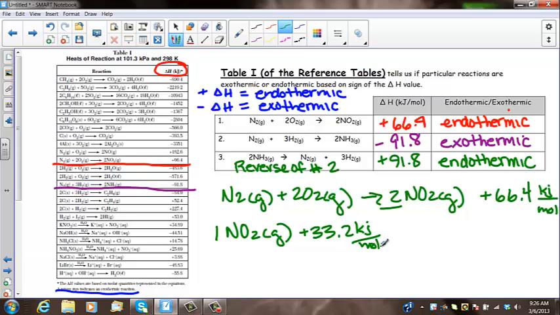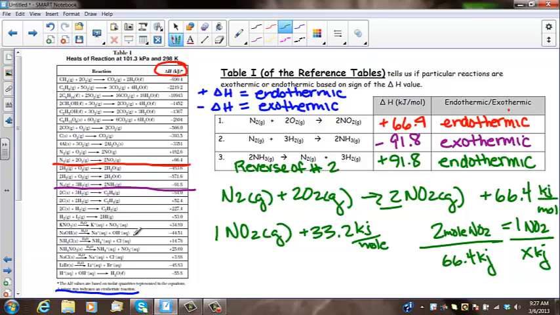But maybe it's not so obvious, so you can always set up a proportion. 2 moles NO2 to 66.4 kilojoules, and 1 mole of NO2 is how many kilojoules? So you can set it up that way too. And when the Regents ask you about this, honestly, they normally don't ask a straight question. They usually vary the number of moles.